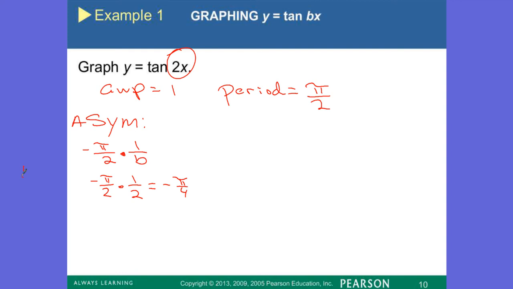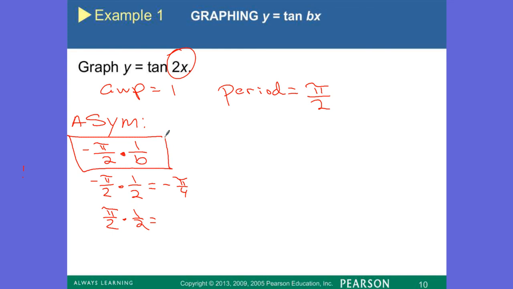Which asymptote am I using? You're using tangent, right? Yeah. Okay, using the tangent. So what's the next one? What's the next asymptote I'm putting in there? Pi over 2. My next one is going to be positive pi over 2 times 1 over 2. Wait, so what's the 1 over b?